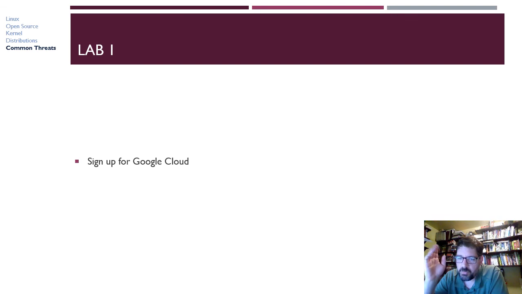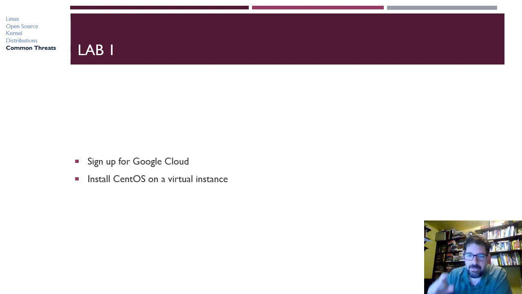I think my virtual machines cost me about $4 a month to run, which is pretty cheap when you look at how much a textbook costs, right? So once you set up your Google Cloud account, you're going to install CentOS on a virtual machine in Google Cloud, or what they call a VM instance, right? So you're going to go into Google Compute Engine, and in the Compute Engine, you're going to build a VM.